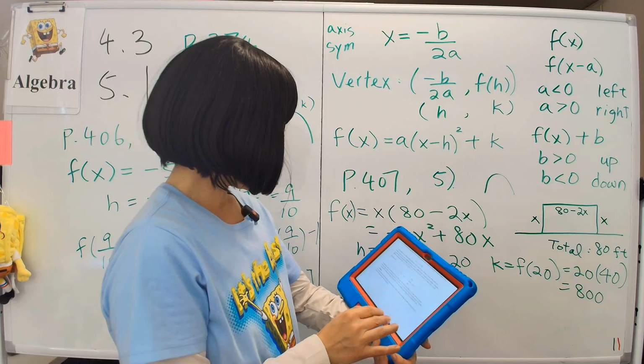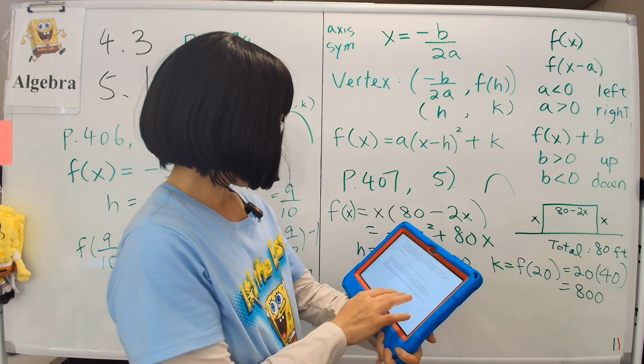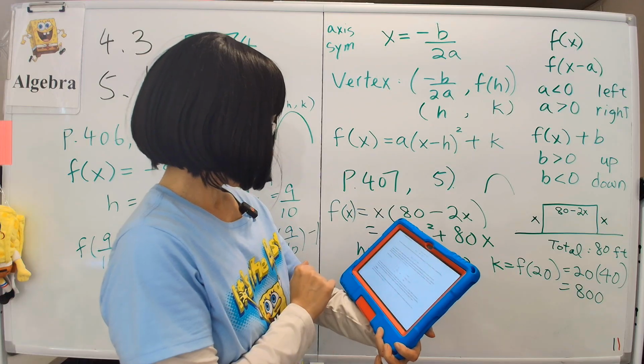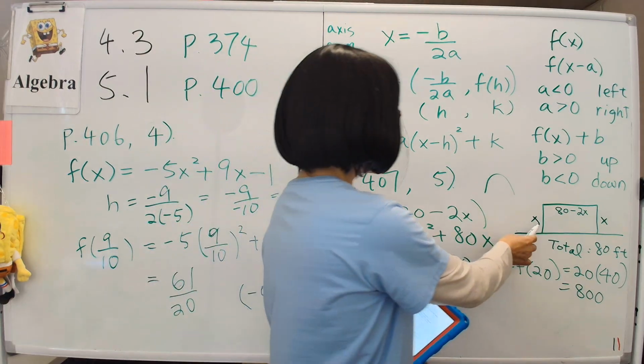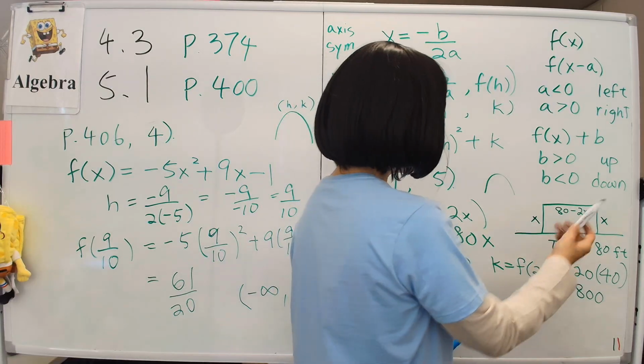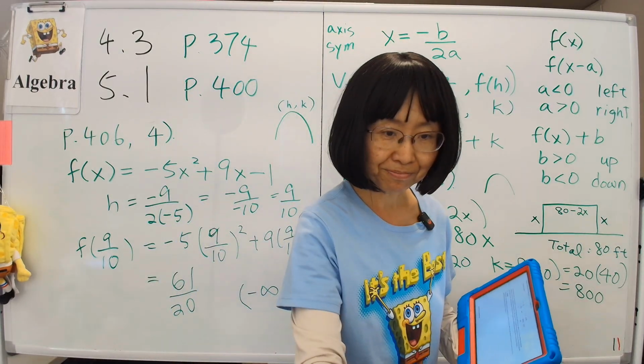And that is what it says. Okay, the maximum area is k equal to 800, which occurs when x is equal to 20. And well, anyway, that's that. All right, so let me erase the board.